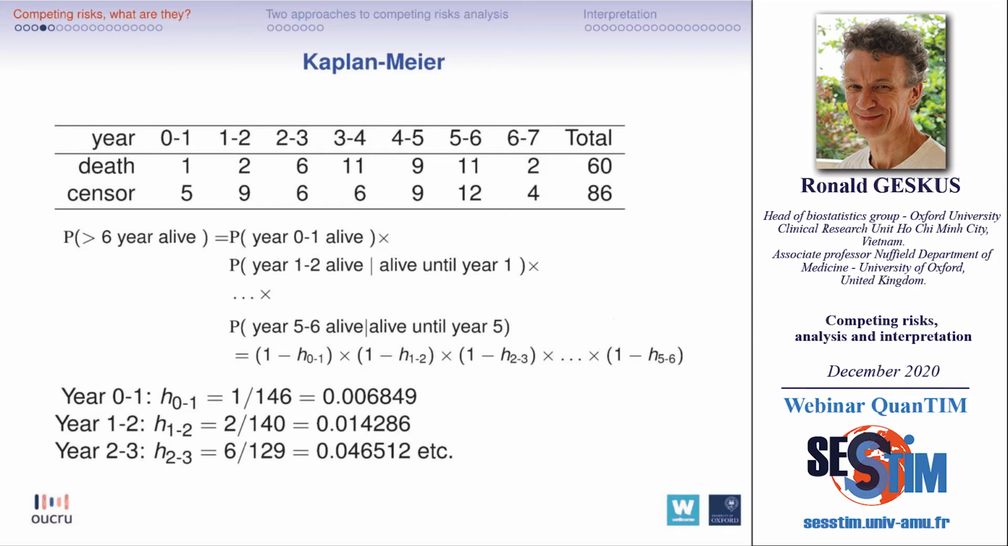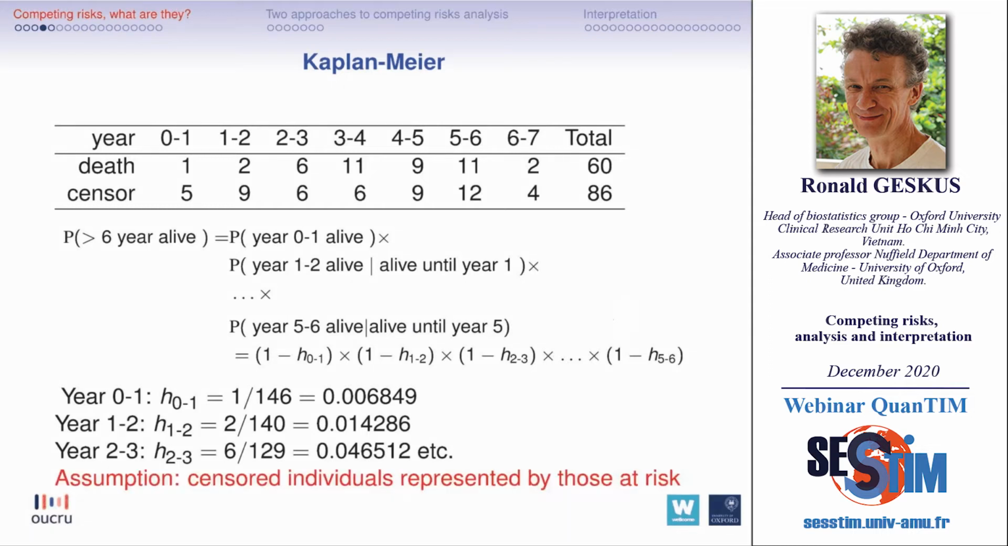So in the first year, we have in total 146 individuals. There was 1 individual that died, so it's 1 over 146. But now comes the interesting thing. In the second year, 5 individuals were censored already. We don't know what happened with them. So the only thing we have to do is to say, well, there were 2 observed deaths out of 140, and not out of 145, and so on. And then we can do this for all the different years, and that is what the Kaplan-Meier is about.